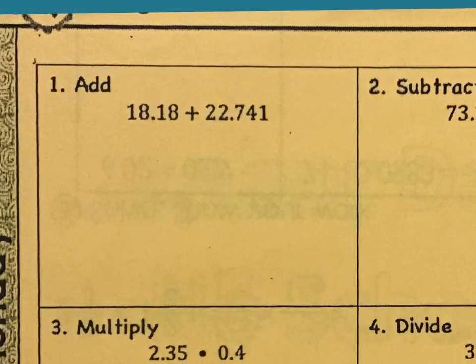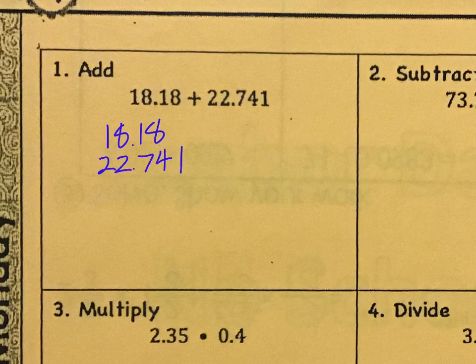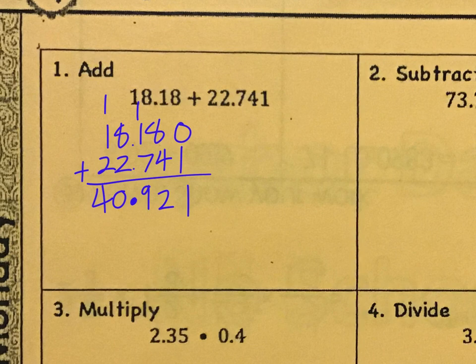Not a difficult thing. So we're going to talk about adding decimals. So remember, when you add decimals, you want to line those decimals up. So we have 18 and 18 hundredths and 22 and 741 thousandths. Now, if we're going to add those together, we remember if we have gaps, we fill them with zeros. And then we just add and we bring our decimal straight down. So 1 plus 1 is 1, 8 plus 4 is 12, 7, 8, 9, 10, 2, 3, 4. So 40 and 921 thousandths would be your answer on that one.